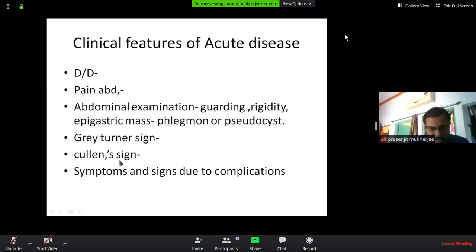If you find free gas under the diaphragm, then it is peptic perforation. If it is not peptic perforation, then other causes may come. But peptic perforation is a surgical emergency. You have to deal with it quickly. So for any patient with severe upper abdominal pain, the first thing to do is a straight X-ray abdomen.